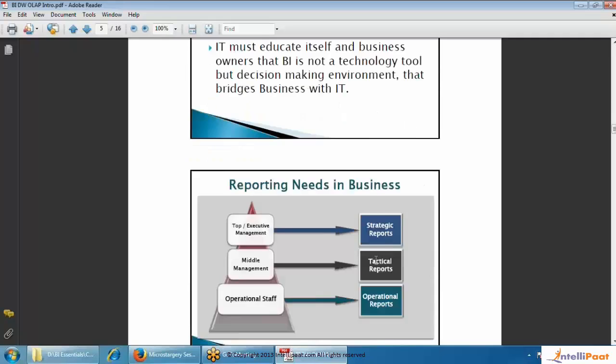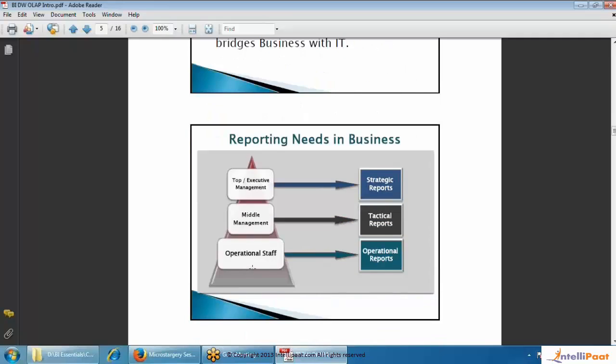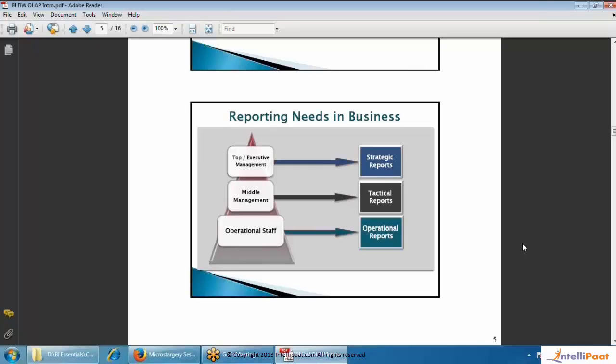You have probably seen the diagram somewhere else. In any organization, there are typically three layers: operational staff, middle management or tactical management, and then the executive or strategic management. This diagram is pretty well known to everybody who is working in IT or management. Now, how this maps to specific information needs is important.